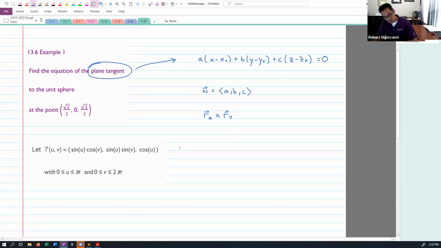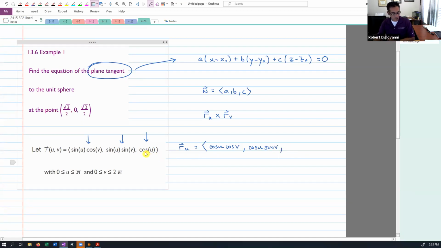So let's look at the partials. What is the partial of r with respect to u? It's going to be a vector. So I've got to take the partial of this with respect to u. We're going to do this component by component. So the partial with respect to u would be cosine u cosine v, and then the derivative of this, which would be cosine u sine v, and then the derivative of cosine u, which would be negative sine u.